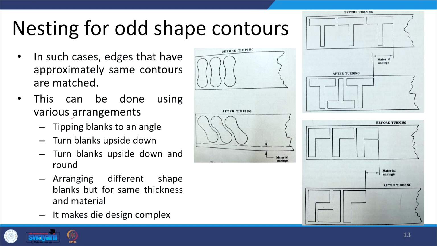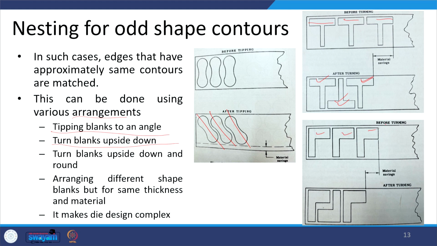This can be done using various arrangements like tipping the blanks at an angle like this, or turning the blanks upside down. This is one arrangement. Okay, this will cause much more wastage of the material and more scrap, less utilization. But if the turning is done upside down like this, then one blank, another blank, another blank, the shapes of the blanks are different, but how it is being cut is different. So, we may use two cuts in one pass for making this kind of arrangement.